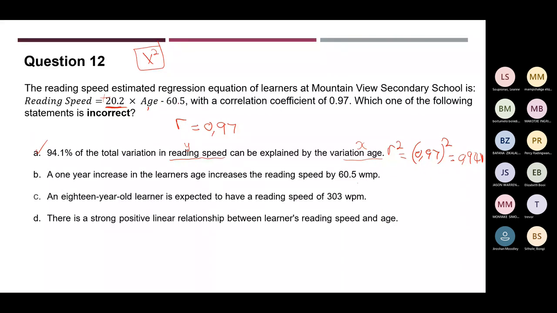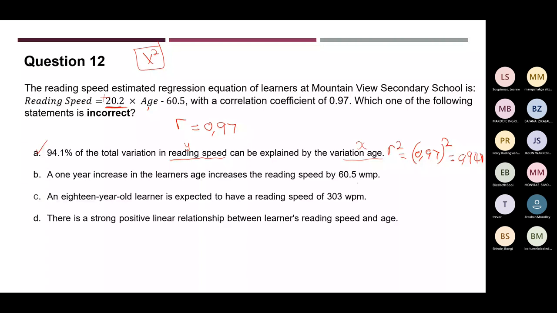The 60.5 is the intercept, it's not the slope. The intercept being negative is not going to increase the reading speed. But your slope is positive, so therefore it increases. Okay, that's another thing. Let's come back to that one.